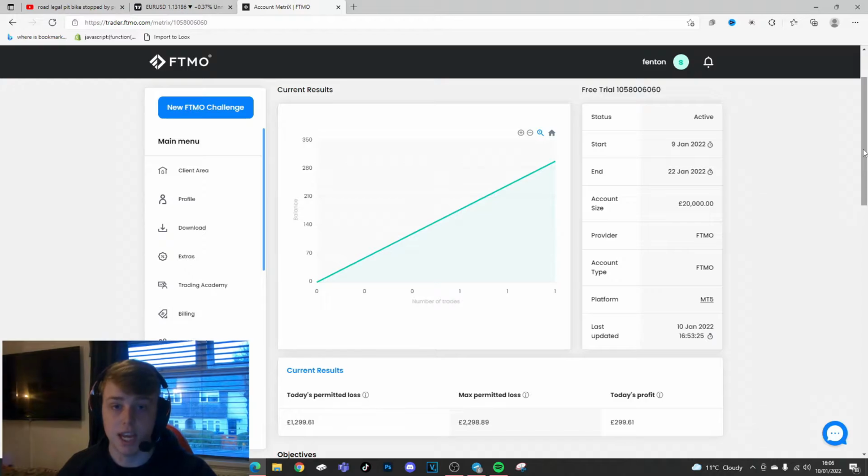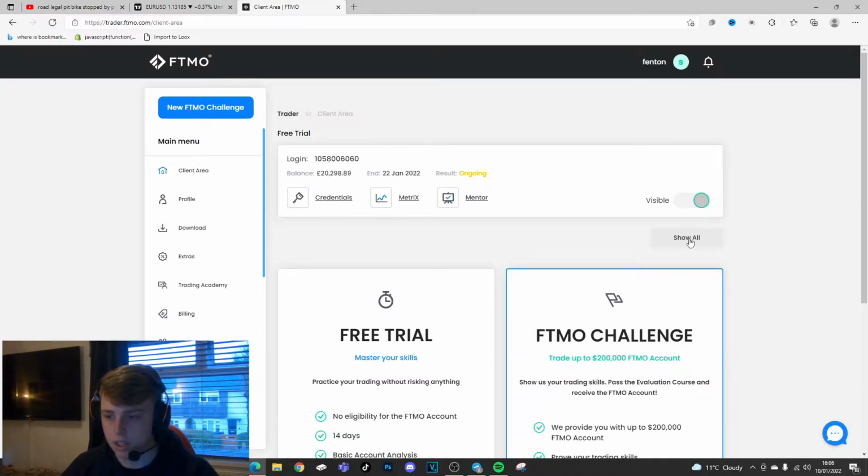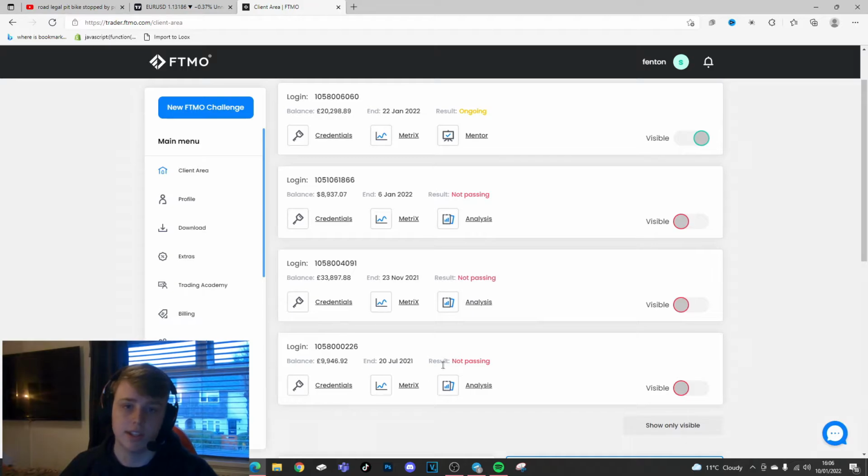But I just want to give you a couple of tips for FTMO actually that I've learned, because you can actually see how many I've done. Show all, look. So I've done 4, and this is my 4th. These first two I didn't really take seriously, as you can see. I've done a 10,000, then a 35,000. But these last two I've done fairly seriously. So yeah, let's just forget about these two.